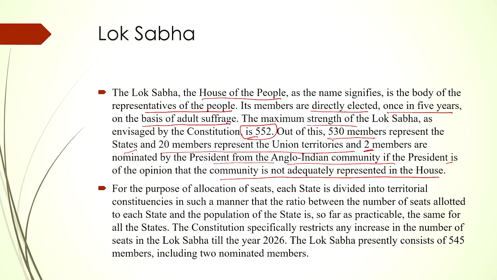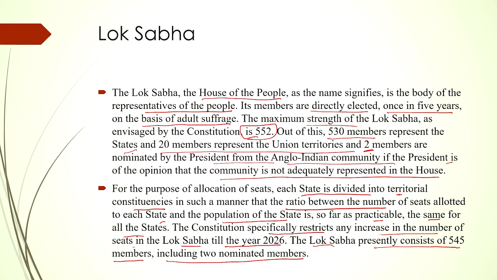For the purpose of allocation of seats, each state is divided into territorial constituencies in such a manner that the ratio between the number of seats allotted to each state and the population of the state is, so far as practicable, the same for all the states. The constitution specifically restricts any increase in the number of seats in the Lok Sabha till the year 2026. The Lok Sabha presently consists of 545 members, including 2 nominated members.